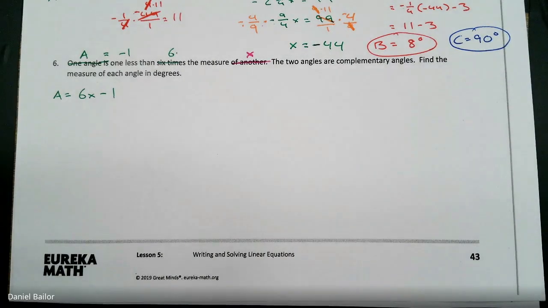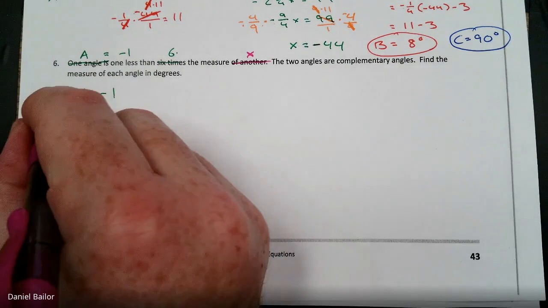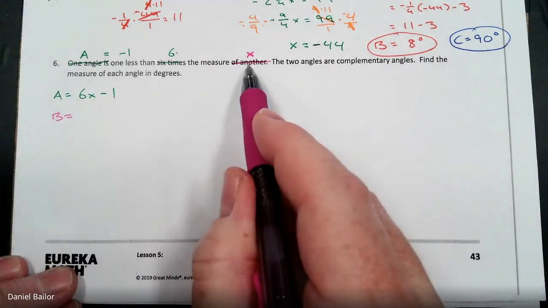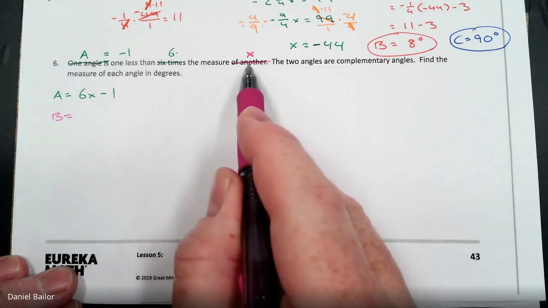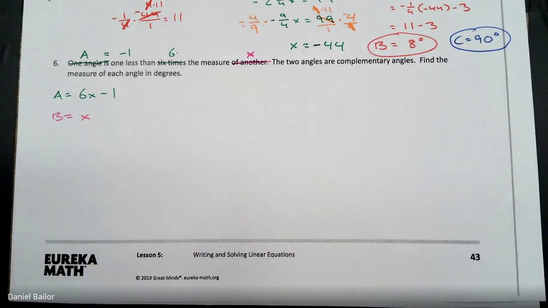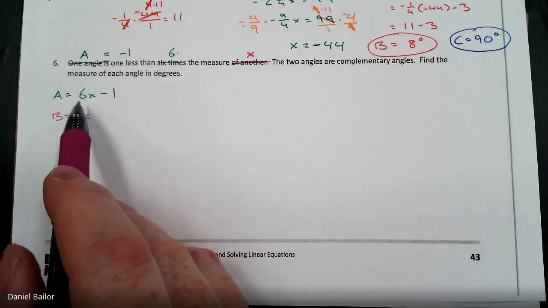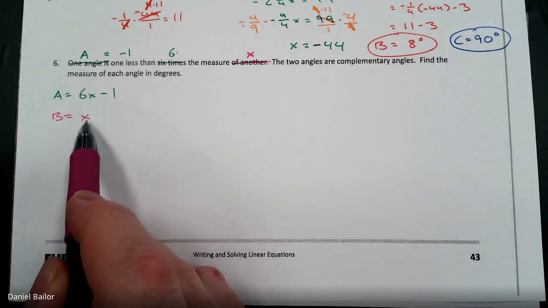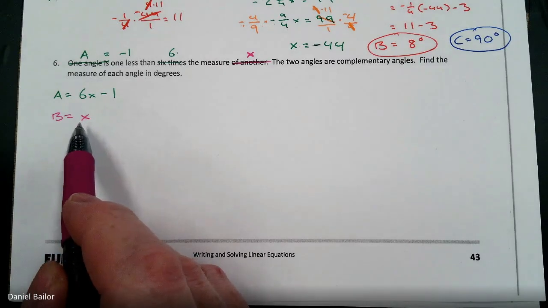Now angle B is just going to be x. Remember right here, the measure of another angle is x, so B is just x. B is x, and A is 1 less than 6 times x. So pretty simple expressions this time.